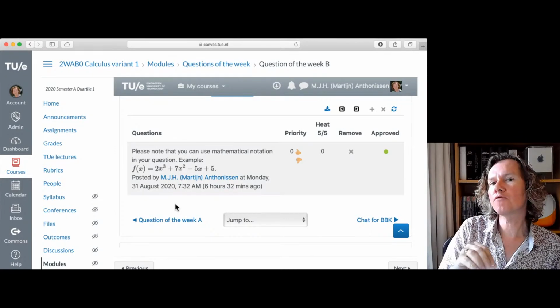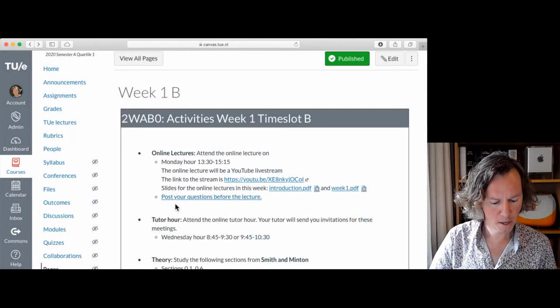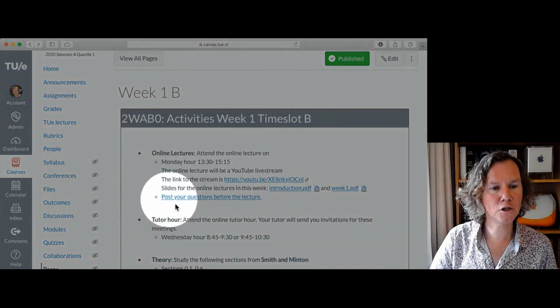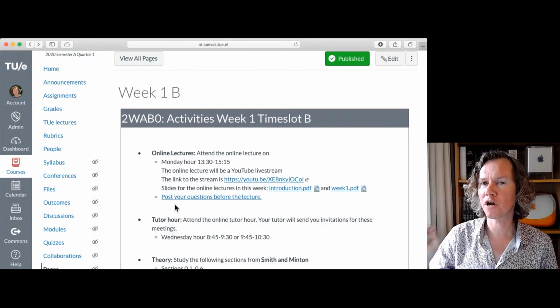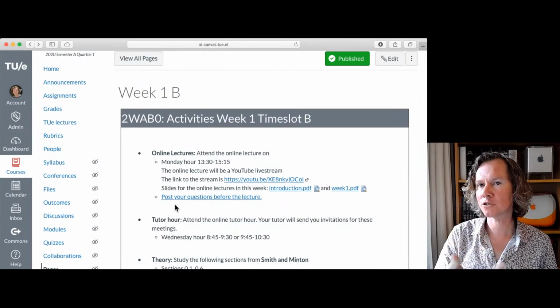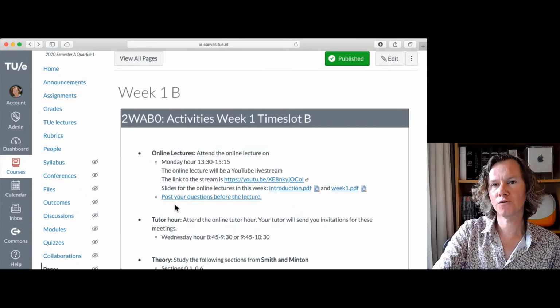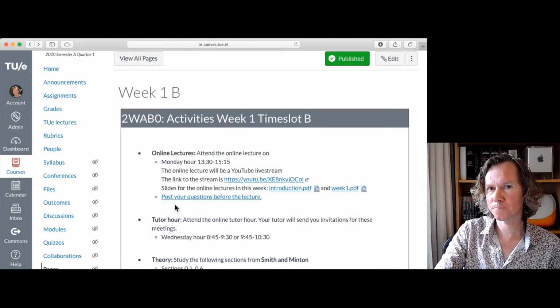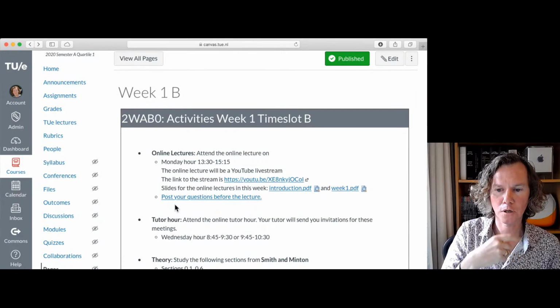If you want me to cover something during the lectures, please use this feature. I'm going back now to online lectures, and this is where you post your questions before the lecture. It will always be there, for every lecture. You can use that if you want me to answer a certain question. You can also look there and see the questions your fellow students have, and you can upvote and downvote them. If there are going to be many questions, this is a way to make sure that the ones with higher priority get dealt with first.